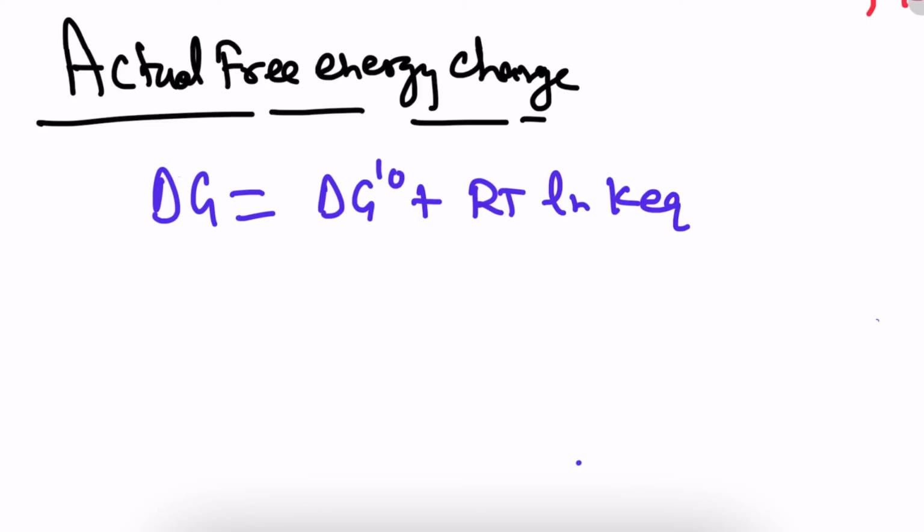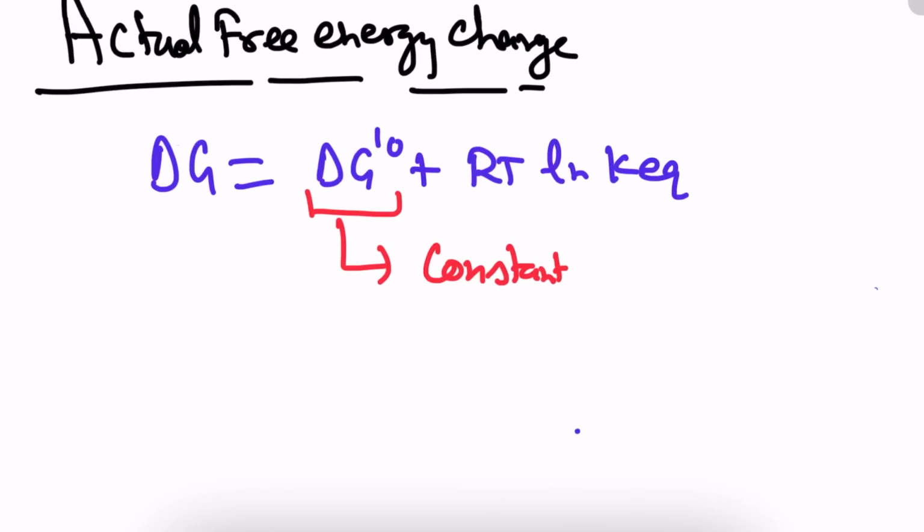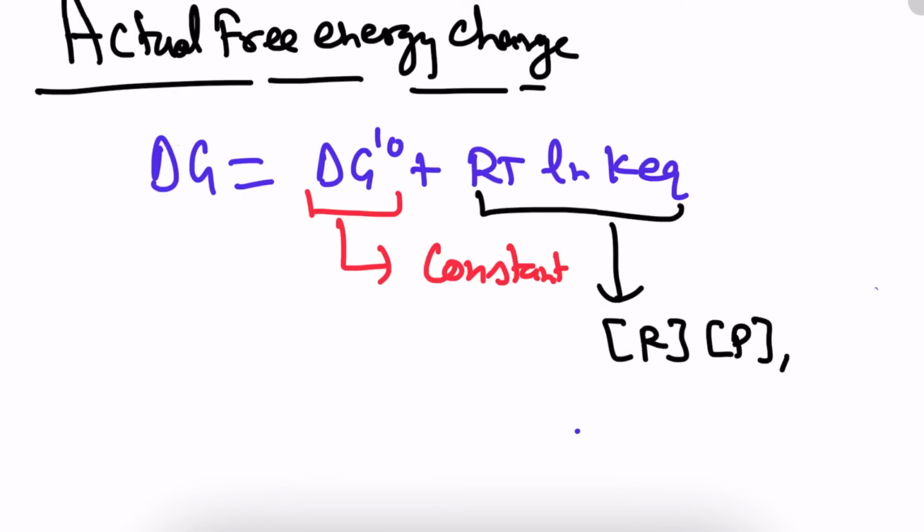Okay, now keep in mind this delta G prime naught is going to be constant for any reaction. Then if you see this value, RT ln K equilibrium, it is actually a function of the concentration of reactant and the concentration of product, and it is going to depend on the temperature. Here only one constant is there, that is the gas constant.